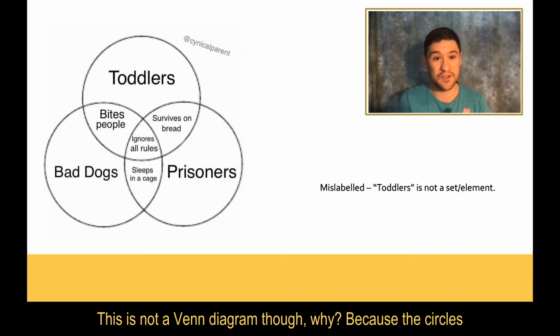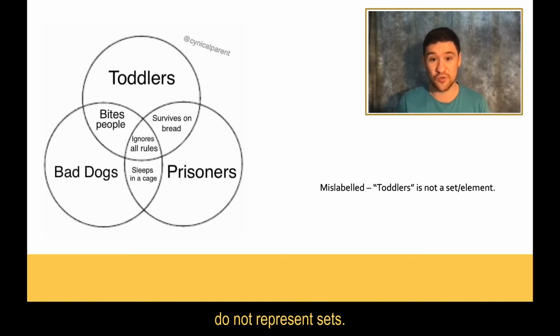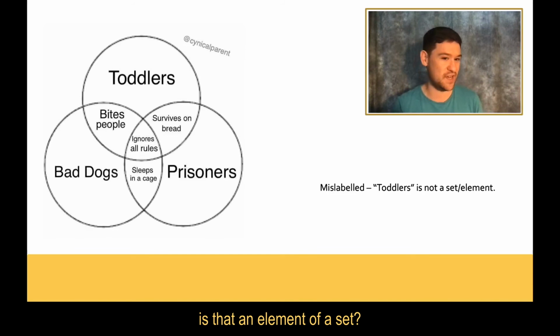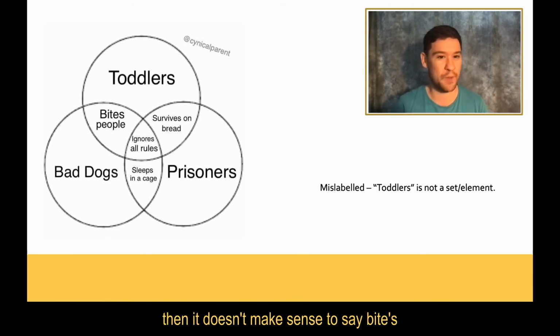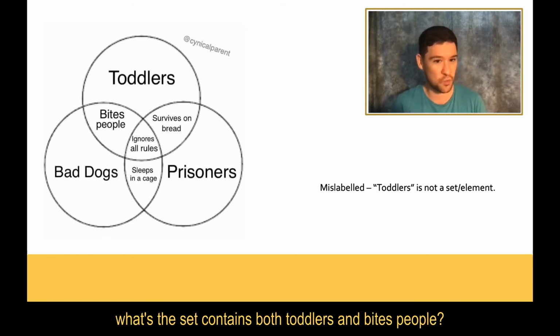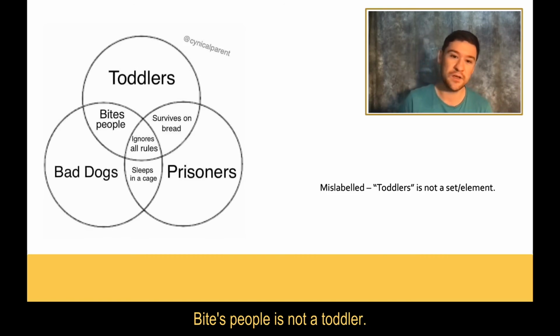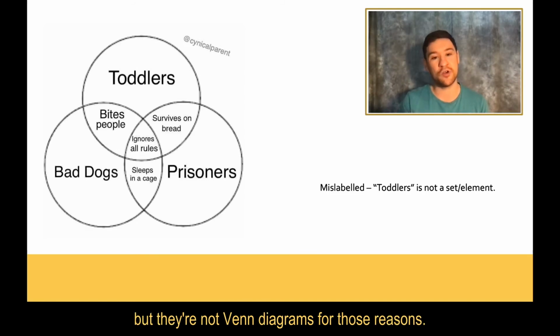Why? Because the circles do not represent sets. For example, that label toddlers, is that an element of a set or is it a set? If it's an element of a set, then it doesn't make sense to go bites people is also an element of that set. What's the set that contains both toddlers and bites people? If toddlers is the set, then what does bites people represent? Bites people is not a toddler. So these are humorous, but they are not Venn diagrams for those reasons.